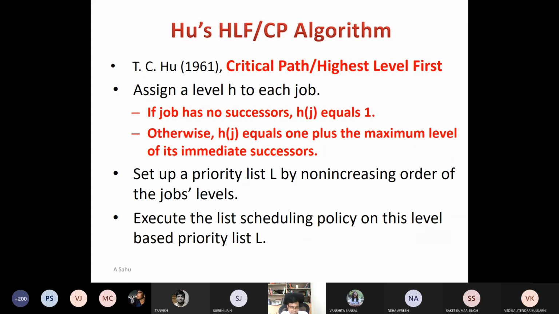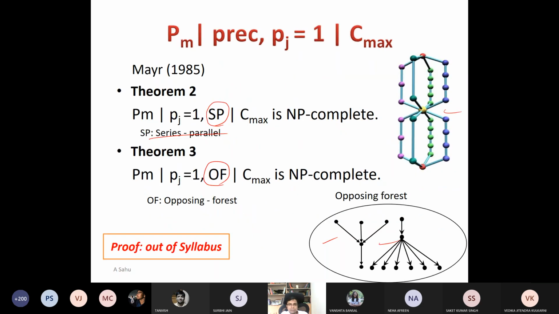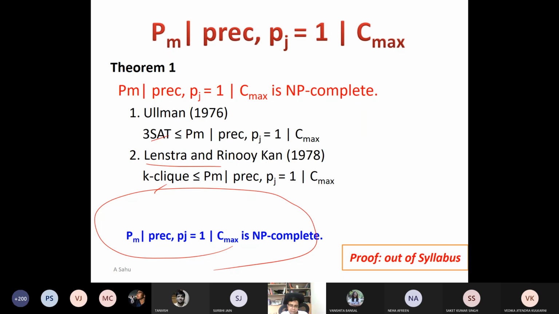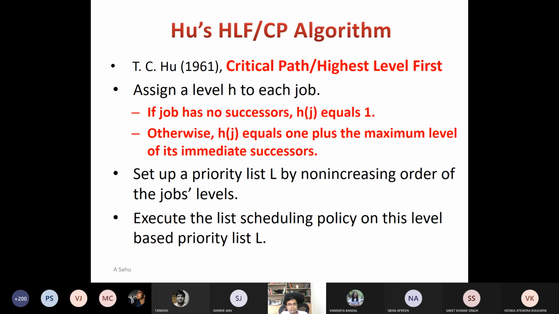And let's go for any algorithm. Suppose you take this problem. What is the best way we can think of, an approximation algorithm or any algorithm? There is a standard algorithm called the critical path algorithm, the CP algorithm. That scientist's name is Hu, and it is also called highest level first or critical path. Both are the same. This was in 1961, a very old concept, around 60 years old.